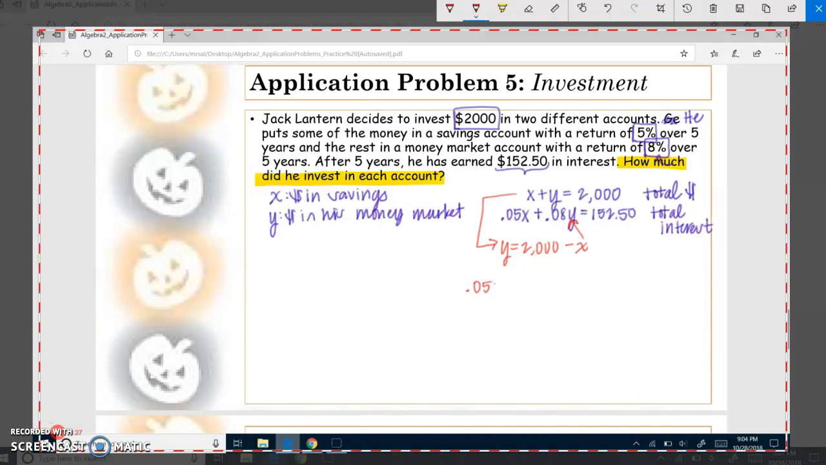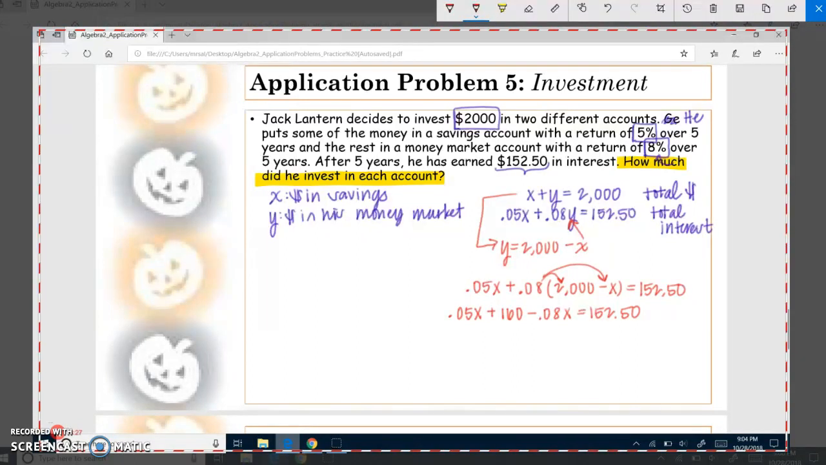So we'll have 0.05x plus 0.08 times (2,000 minus x) is equal to 152.50. So then we just need to distribute and combine like terms. So we'll have 0.05x plus, here we need to multiply 2,000 by 0.08. So when I plug that into my calculator, I get 160. That's distributing here. Then I'm going to distribute over there. So minus 0.08x equals 152.50.